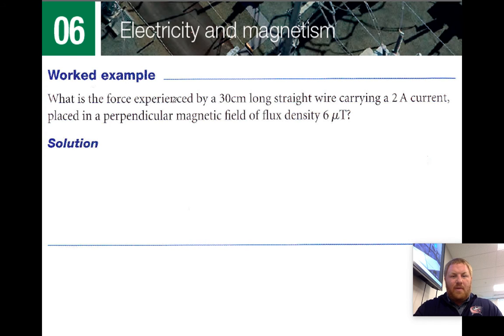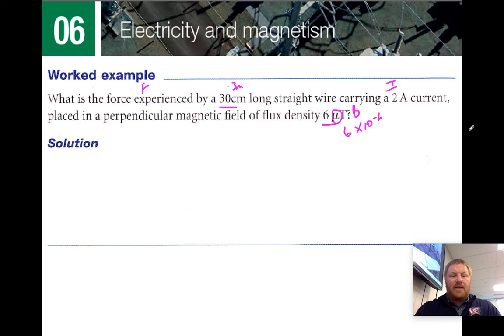All right, let's do a quick little thing here. It says, what is the force? So we're looking for F of a 30 centimeter long straight wire. Are we allowed to leave this in 30 centimeters? I hope by now we're going, nope, that's 0.3 meters of a 2 amp current, I, and has a field flux. That would be what symbol? Yep, that's B, of 6, what's this? Micro Teslas. So remember, 6 micro is 6 times 10 to the negative 6.